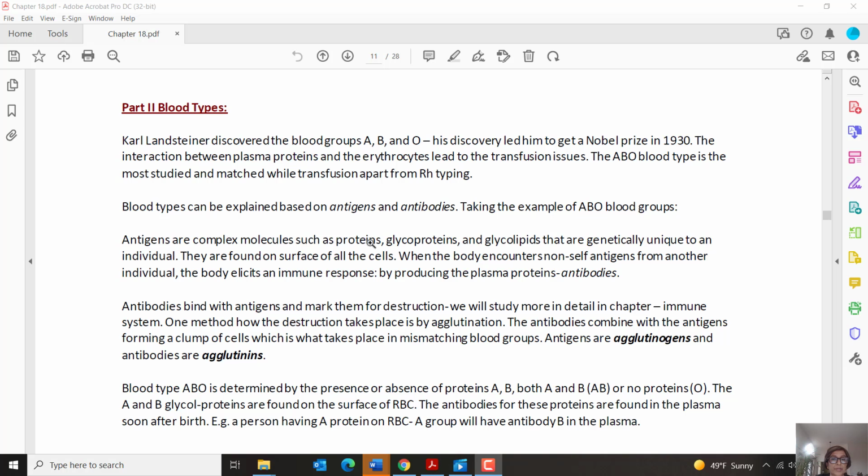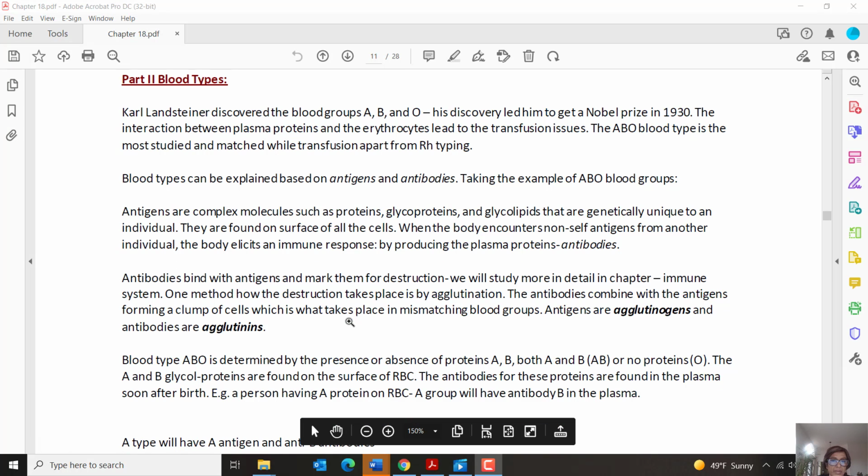Antigens are proteins, glycoproteins, glycolipids, which are very unique to an individual. They're found on the surface of all the cells. And when the body encounters these antigens, it launches an attack by producing antibodies. Okay, so that's the normal process of the immune system. And when the antibodies bind with antigens, they form a complex called agglutination.